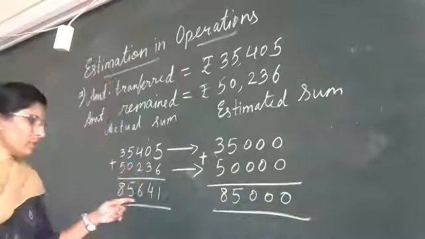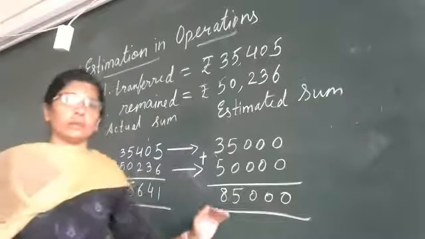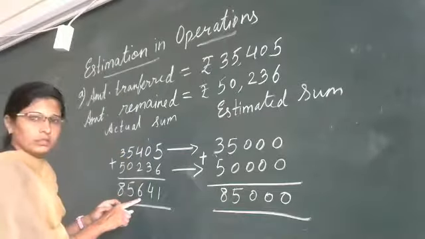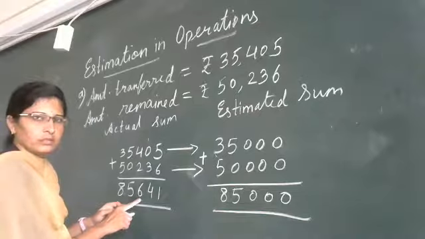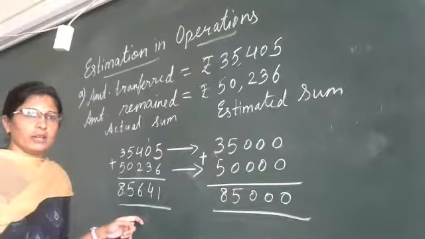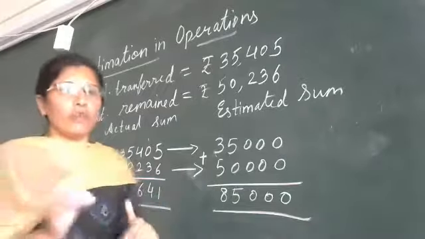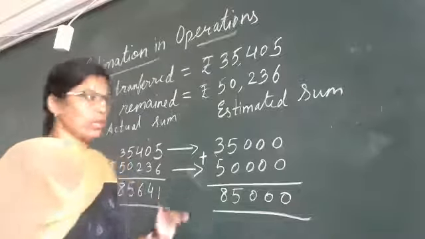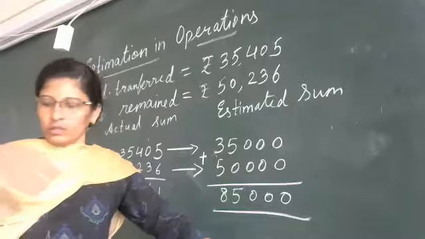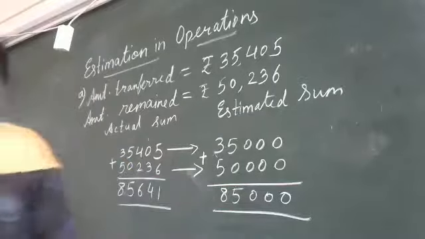When you round off this, what do you get? 600. It will become 86 now. But here we have not asked to compare, just we have to find the actual and estimated. Okay, so this is the answer. Understood how to do? Okay, we'll see some more examples.